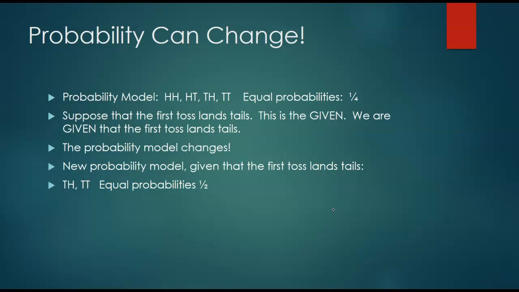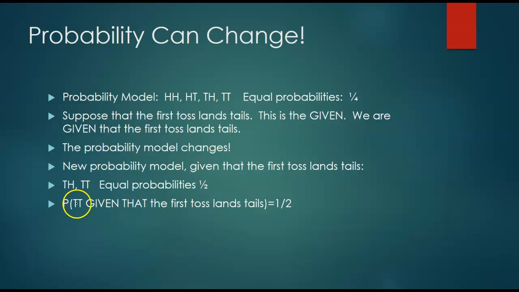Suppose that the first toss lands tails. This is what we call the given. We are given that the first toss lands tails. This changes our probability model. The new probability model, given that the first toss lands tails, becomes just tails then heads or tails then tails. Notice my denominator for my equal probabilities has changed. Instead of having 4 options, I am only left with 2 options. This is an example of conditional probability. We are given the first option, so we know for sure that it cannot be heads then heads or heads then tails, because we know that the first toss lands tails.